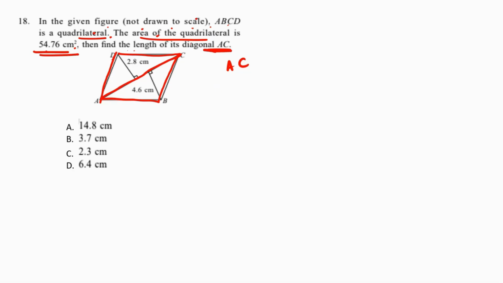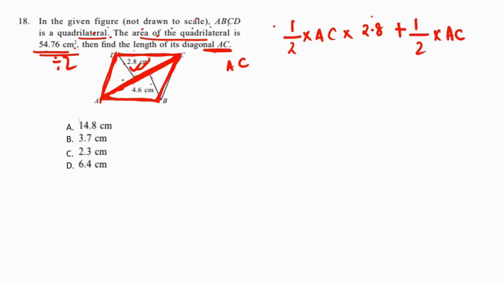54.76 centimeters square means it can be divided into two portions equally, one for the triangle ADC and the other one for the triangle ABC. Now, what's the formula for the area of a triangle? Half into base into height. Half into base, which is AC, multiplied by height, which is 2.8, plus again half into AC, the base for ABC, into height, which is 4.6.